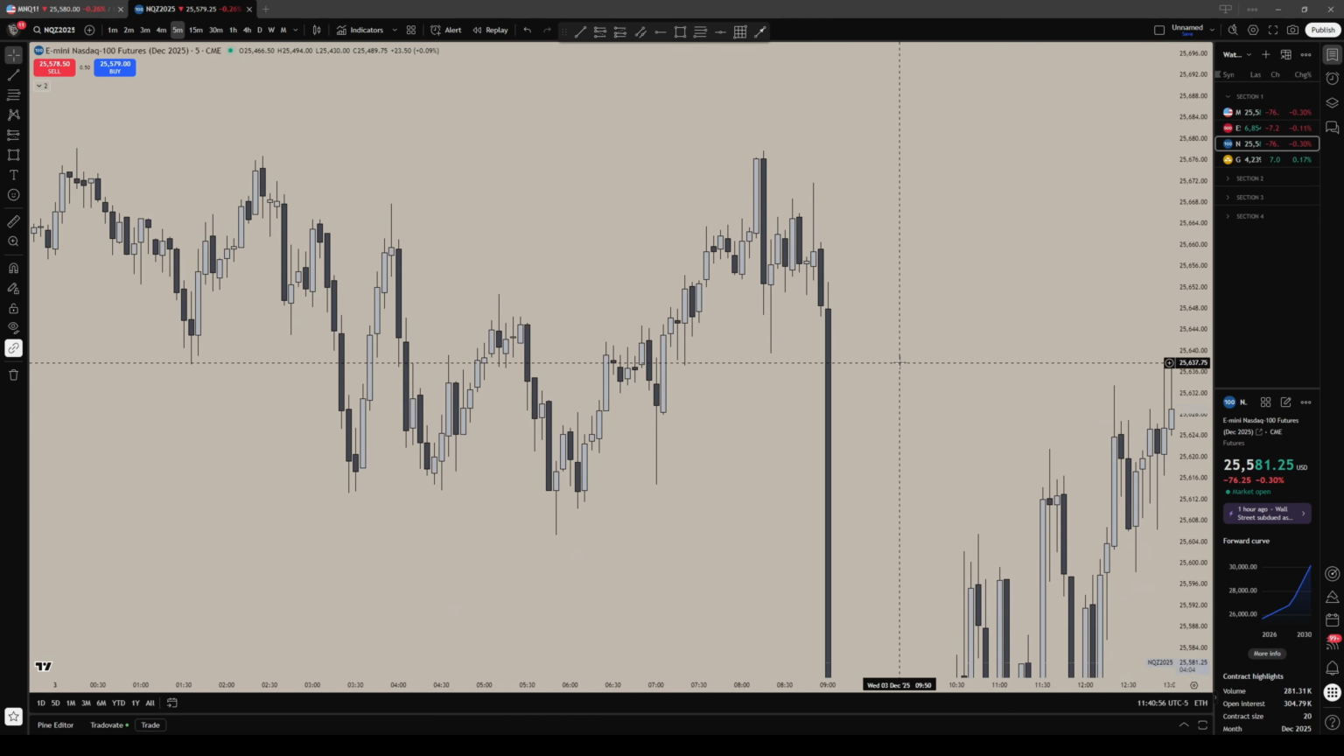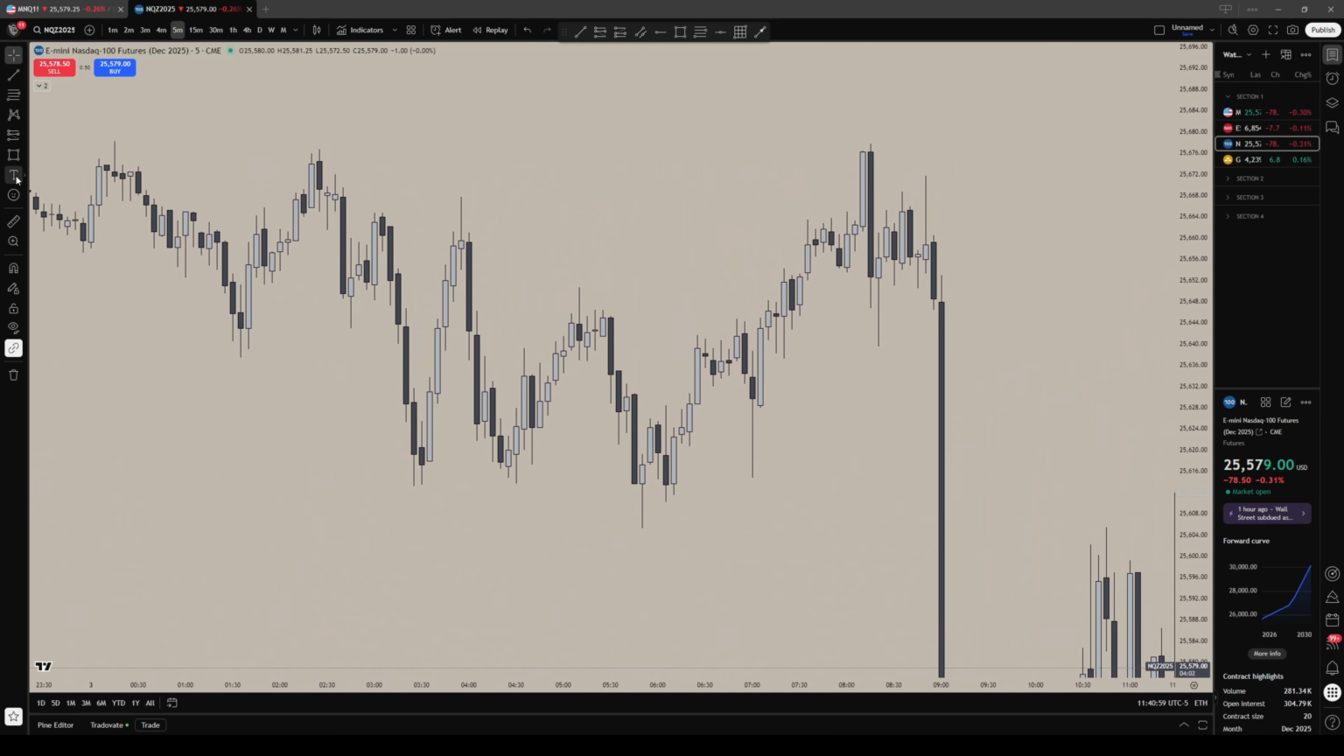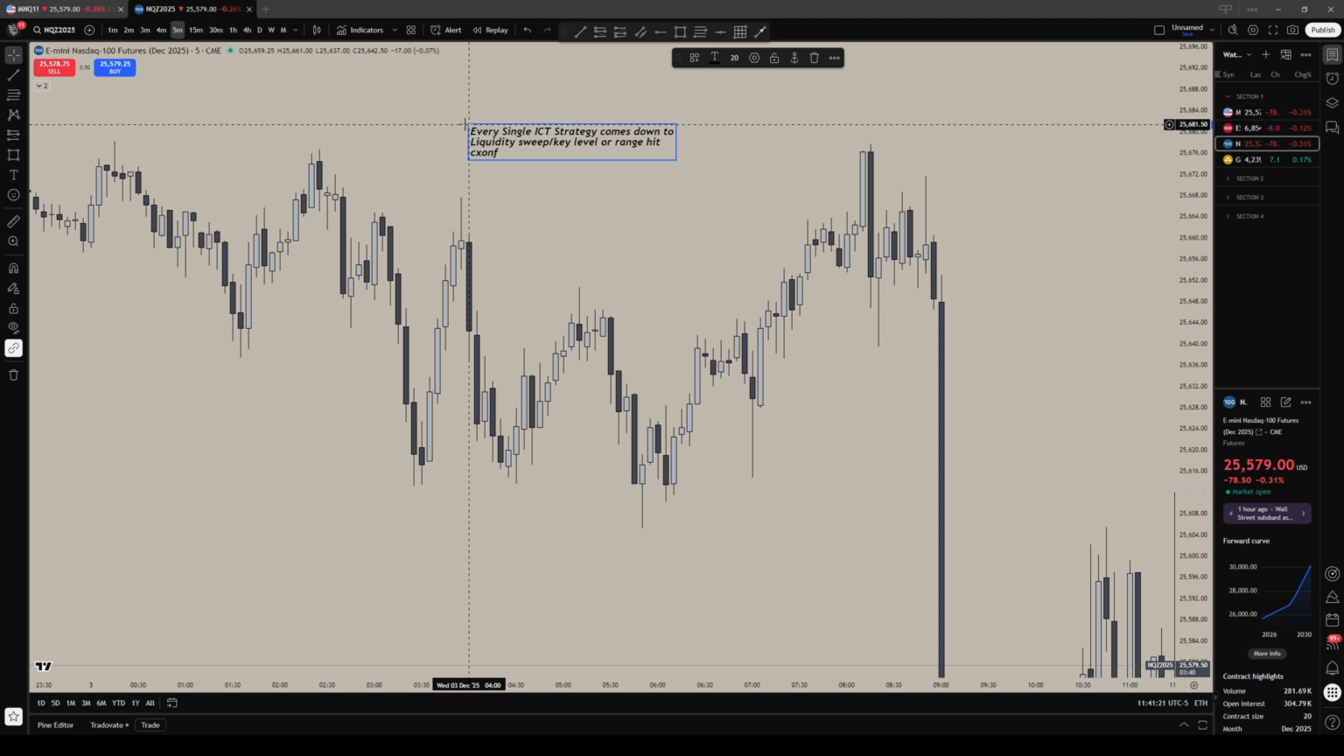how do I enter? Every single ICT strategy comes down to a liquidity sweep or key level or range hit, and a confirmation of the following move or reaction. Every single ICT strategy comes down to this.